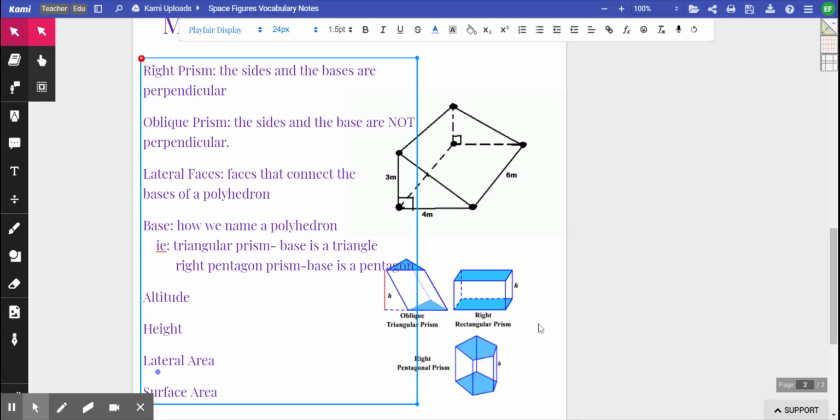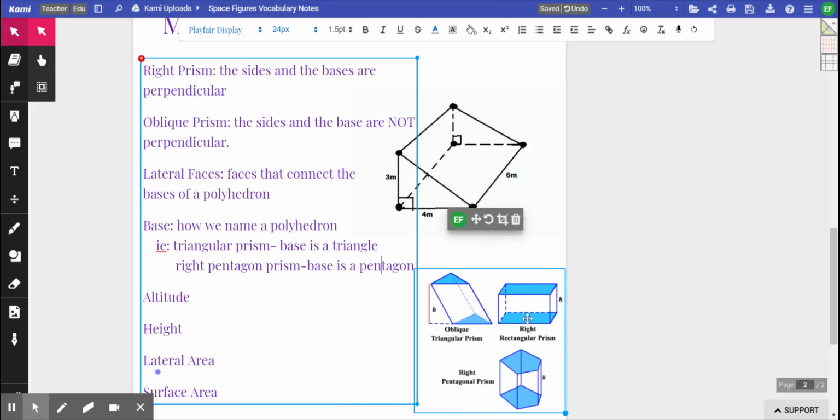So let's take a look at our next vocab term, altitude. So altitude, we've used that before. We've talked a lot about triangles and drawing in the altitude, right? That was one of our special segments in shapes. Even in the last part of our trigonometry unit, we talked about trying to find the altitude of different triangles using trigonometry. So it's going to be the same kind of concept here. Our altitude is always going to be our perpendicular height.